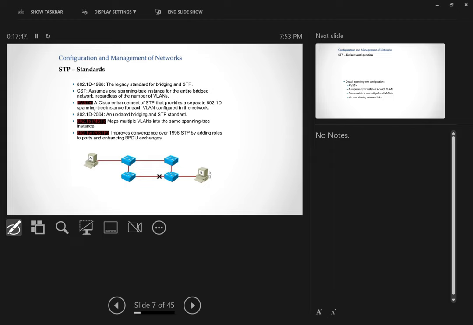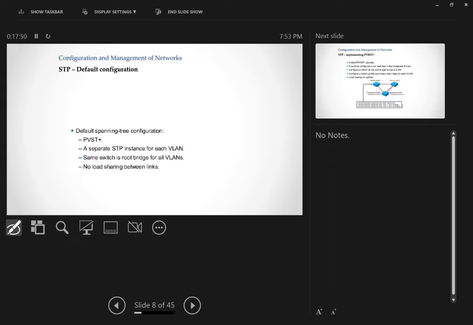I have a figure here that helps understand. The default configuration in Cisco switches is one spanning tree per VLAN. But if you don't do anything, it's useless, because in practice, if you don't configure the priorities, it's going to use the MAC address, and the MAC address is the same for all VLANs, so the root bridge will be the same for all VLANs. So the default configuration makes no sense.